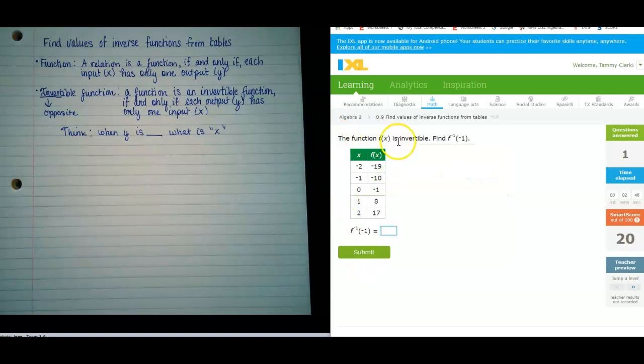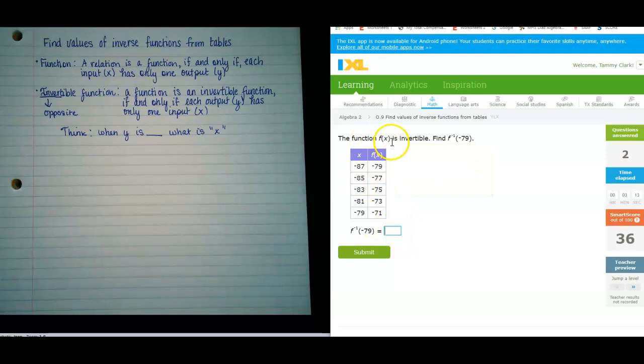The function f of x is invertible. Find the inverse of the function when y is negative 1. Now you might be tempted right here to look at x as negative 1, but remember you have to flip it around. Inverse means opposite, so we're flipping the x and the y. So here I'm going to go over here to negative 1. Well, when y is negative 1, x is 0.